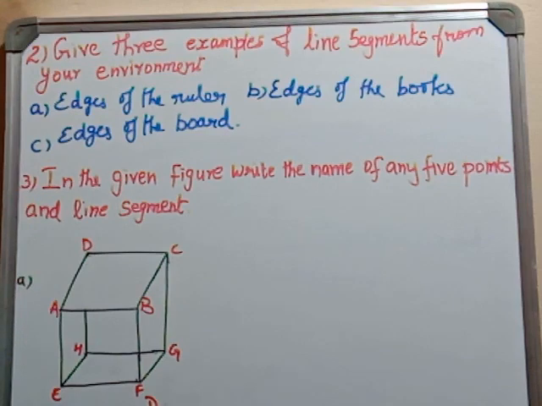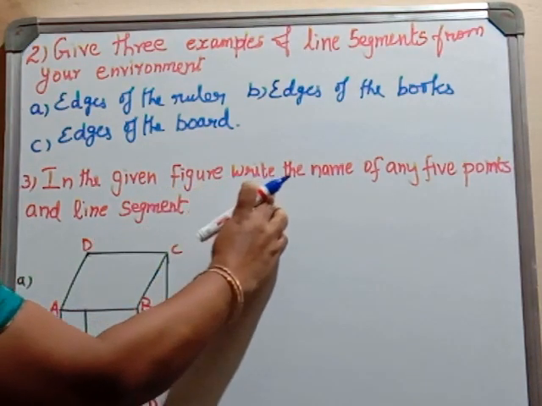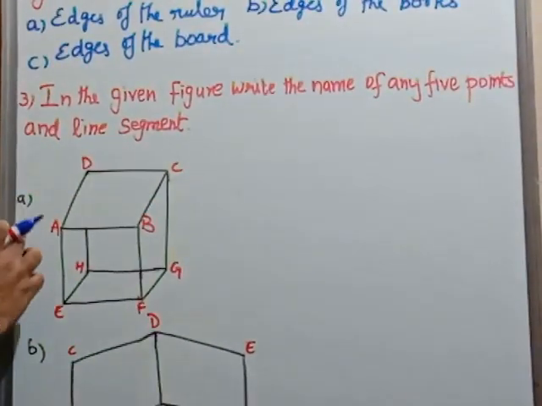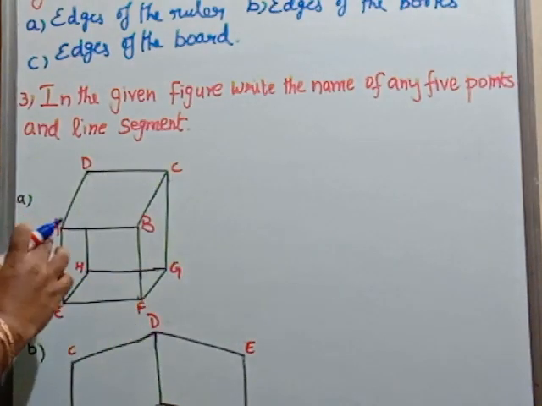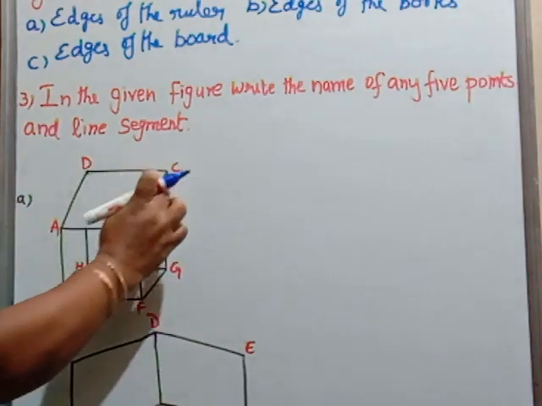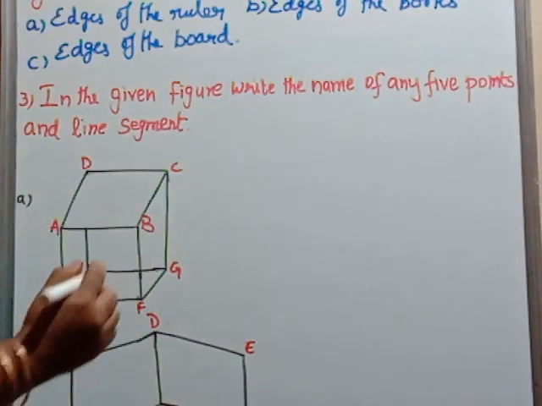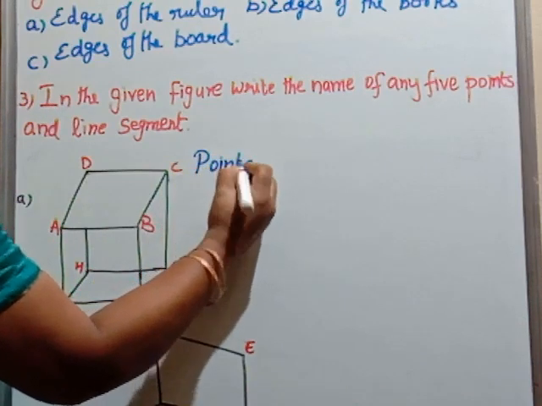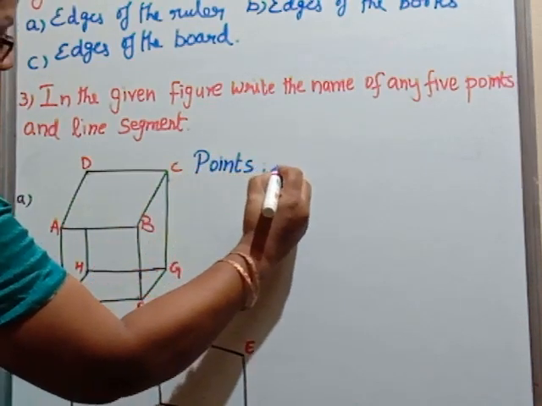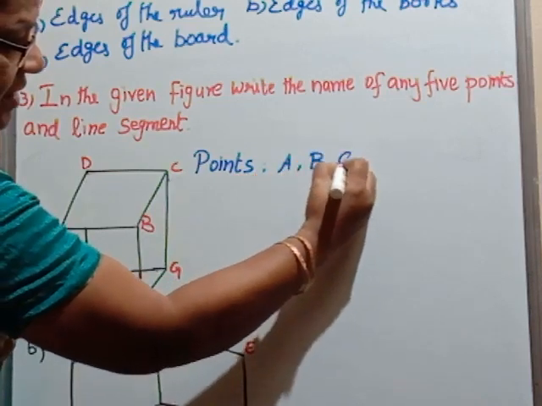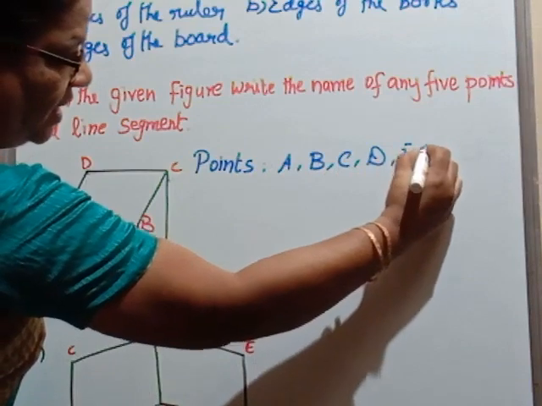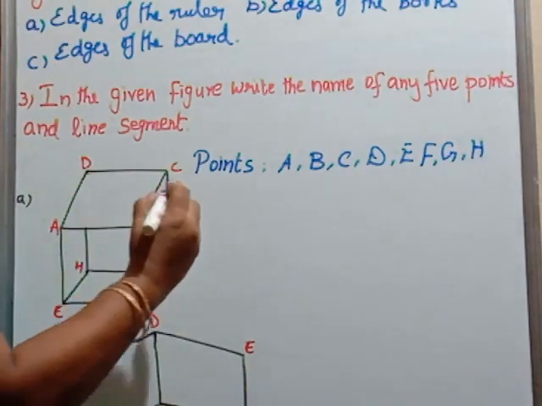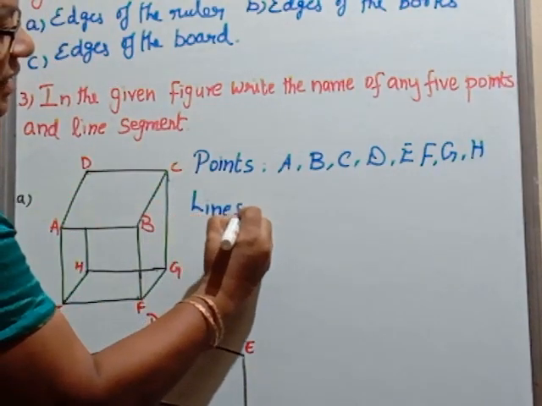Now, we will move to the third sum. In the given figure, write the name of any 5 points and line segments. Here, the first figure is given like this. Here, you can see children, all the points are named by capital letters of the English alphabet. Now, first we write any 5 points. Here many points are there, but you can write any 5 points. A, B, C, D, E, F, G and H. All the points are there. You mention only 5. Now, we have to mention the line segments.